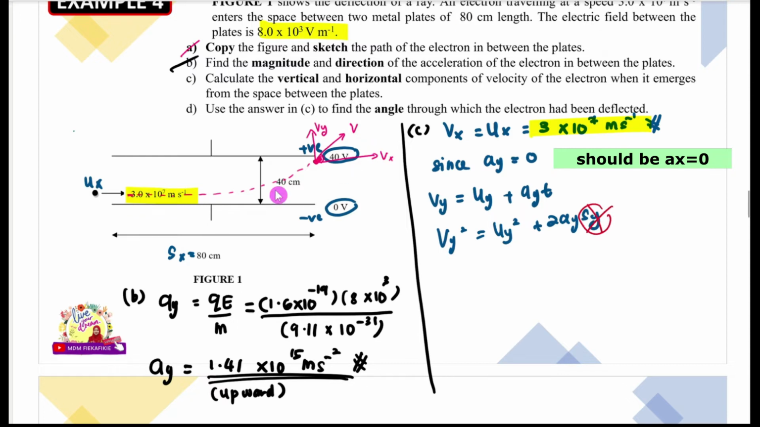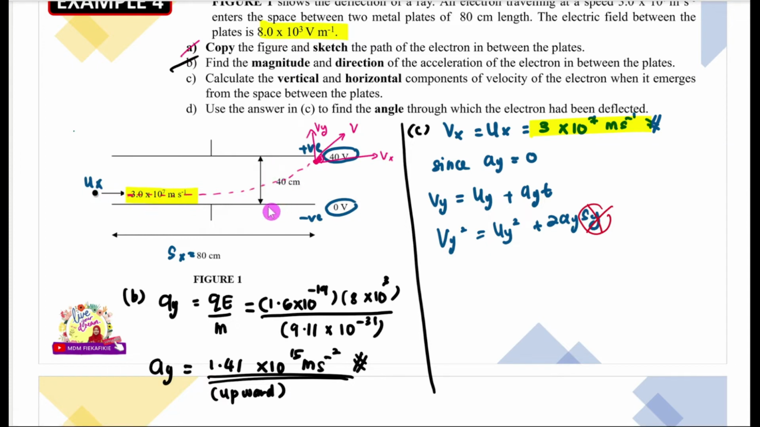Okay, saya dah ulang lagi sekali. Sebab dia mula daripada sini, kita tak tahu 40 cm tu daripada atas ke bawah ini. Tapi dia mula dekat tengah-tengah area antara ni kan. Okay, so tak boleh guna equation kedua. So I will use this equation. Okay? Okay, sekarang kita nak kira Vy. So kita tulis balik Vy.